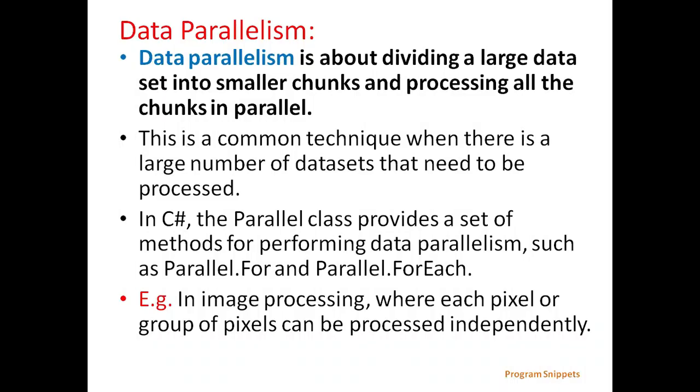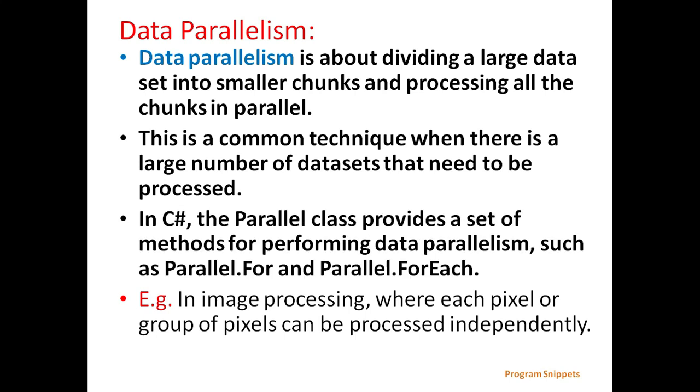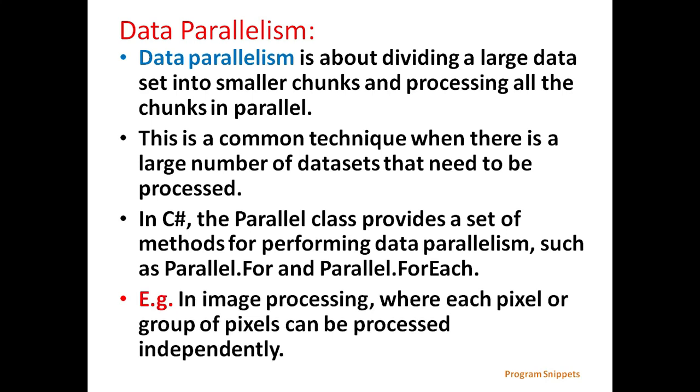First is data parallelism. Data parallelism is about dividing a large data set into smaller chunks and processing all the chunks in parallel. This is a common technique when there is a large number of datasets that need to be processed. In C#, the Parallel class provides a set of methods for performing data parallelism, such as Parallel.For and Parallel.ForEach. Data parallelism is basically used in image processing, where each pixel or group of pixels can be processed independently.